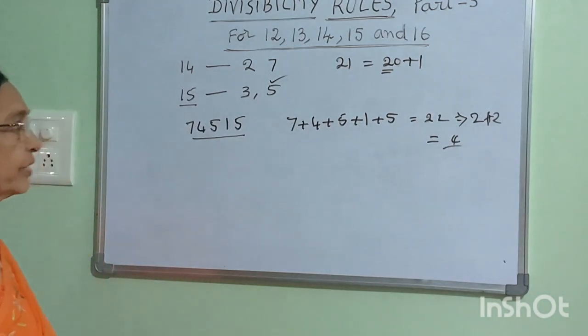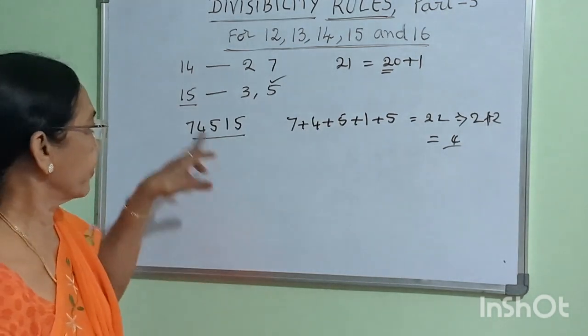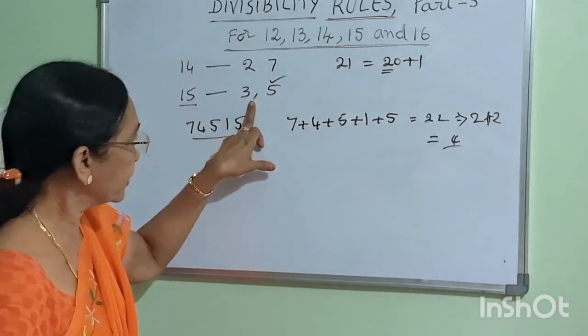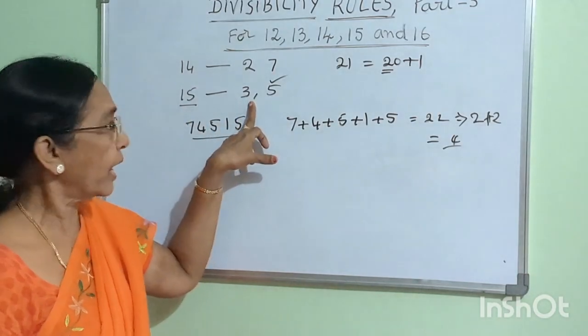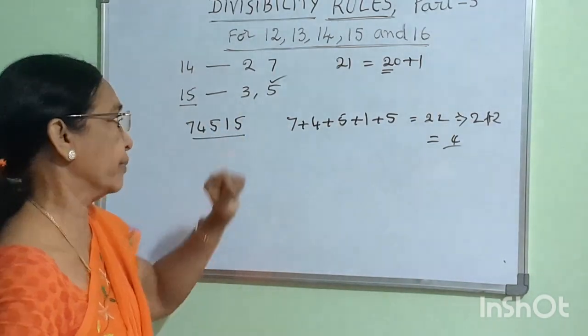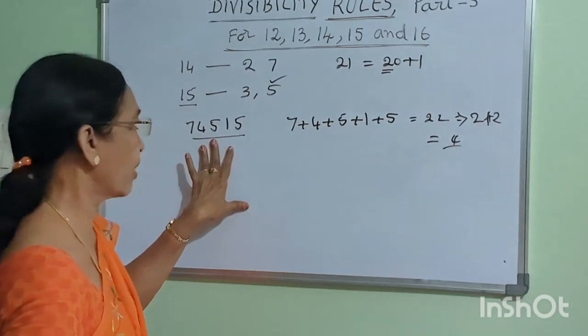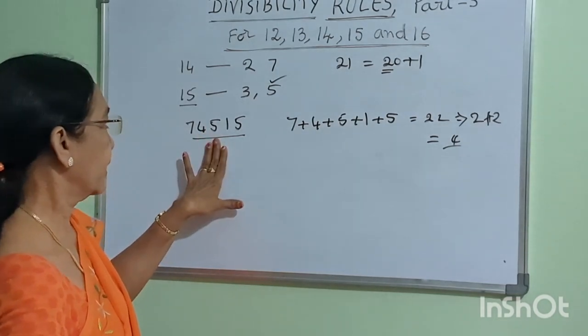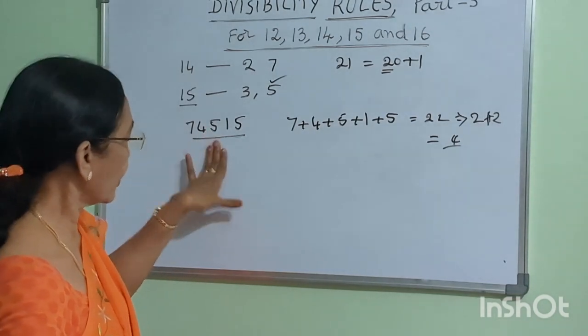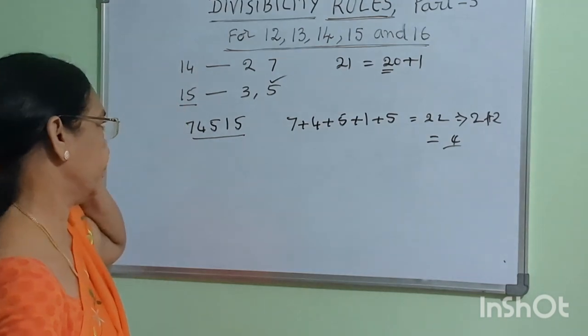So, if a number is to be divisible by 15, it must be divisible by both 3 and 5. This number is not divisible by 3. Therefore, it is not divisible by 15.